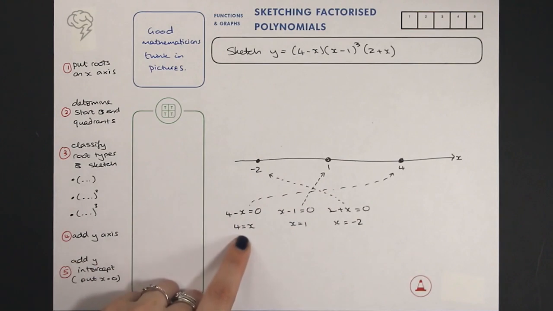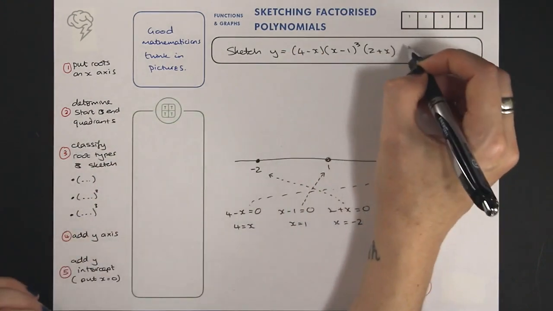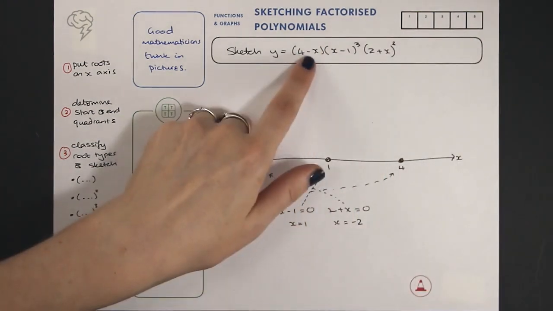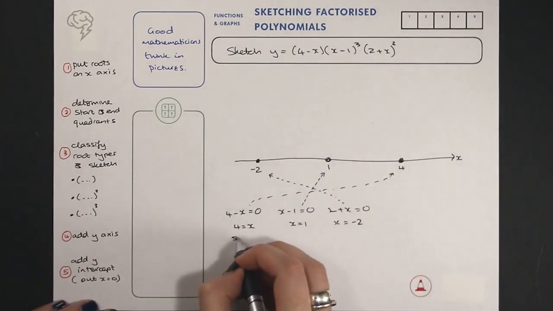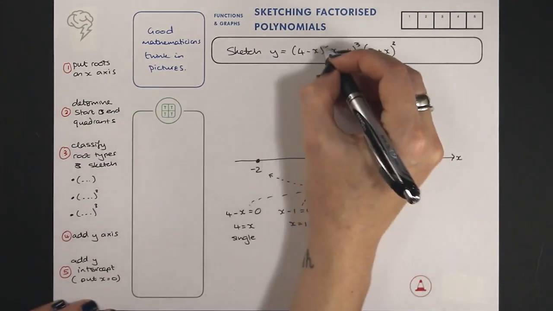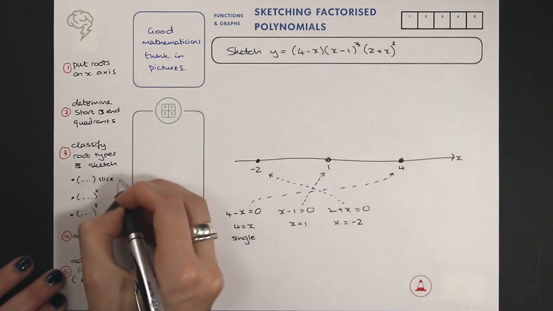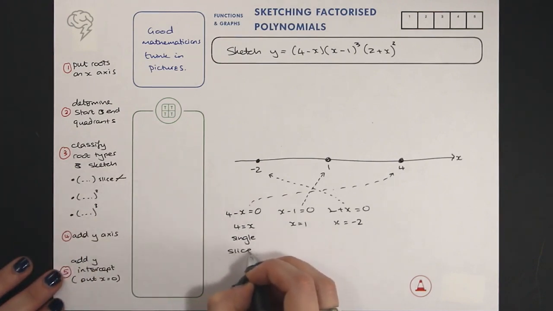Okay, now 4 is a single root. There's no power. Oh, I meant to have a squared. Yes, I meant to have a squared on there, sorry, put the squared on. 4 minus x, this root here, this is a single root. There's no power on that bracket. So this is a single root, and what that does is to slice through the axis. Okay, so this is going to slice.